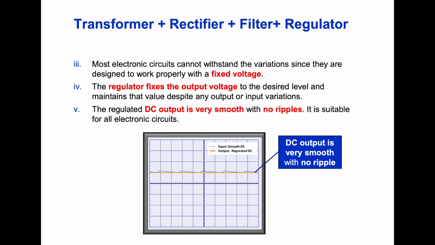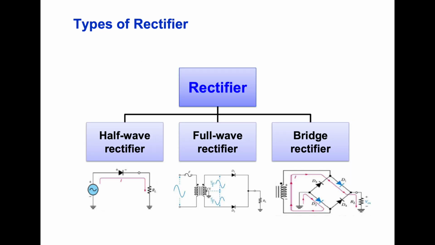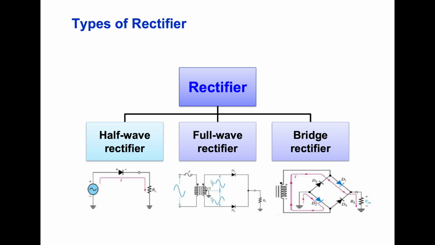There are 3 types of rectifier. I mentioned we will discuss a little bit more about the rectifier. We have the half wave rectifier, the full wave rectifier, and also the bridge rectifier. So this is the shape of the rectifier.